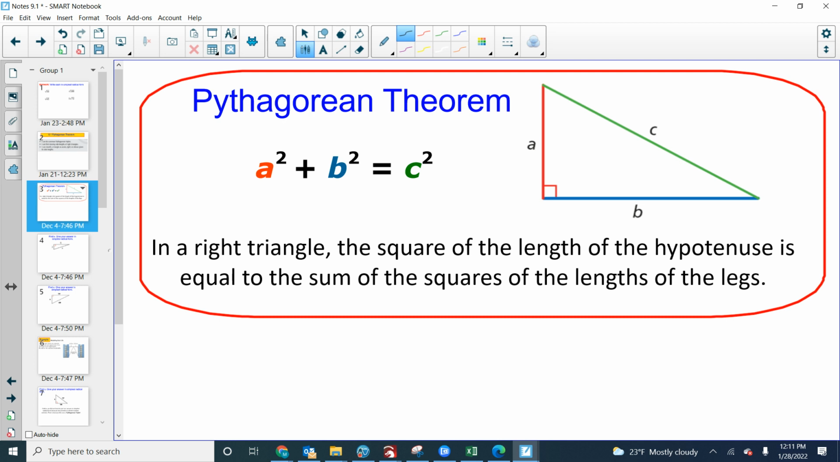Now, a and b. Do you guys remember the names of the sides of the triangle? We have legs and we have hypotenuse. Right? We've heard of that. A is a leg, b is a leg. Now, could they be called x and y or n? Yeah. But whatever is across from the 90, in this case it's c, is called the hypotenuse.